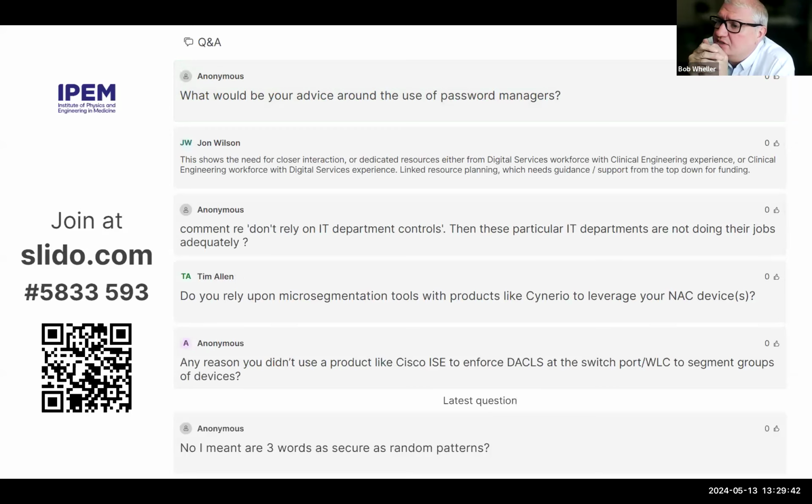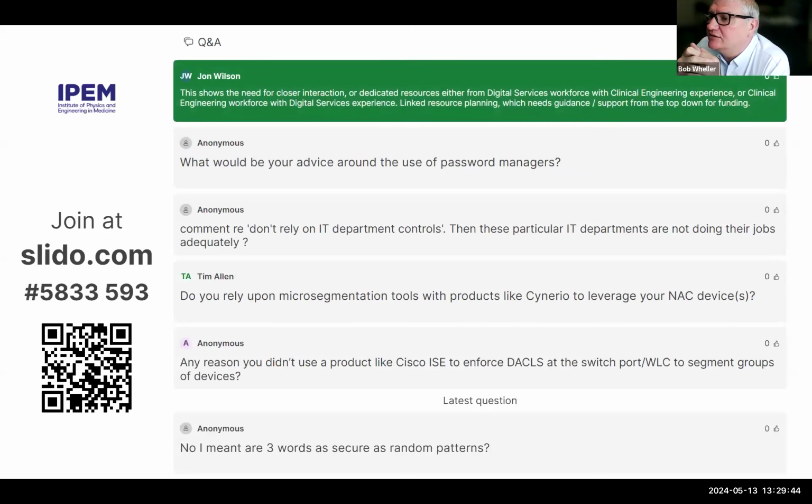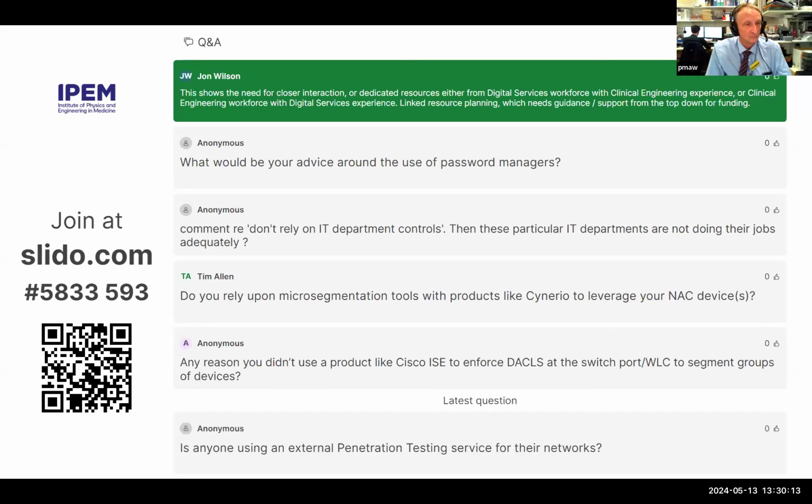So John Wilson, this shows the need for closer interaction or dedicated resources, either from digital services, workforce, clinical engineering. Again, I think I've said this, certainly from my perspective. I don't know what Patrick thinks. It's all about collaboration, and we have to work together. We've got to work with the IT department, work with our cybersecurity teams, work with our information governance teams, and collaborate on this. And part of our responsibilities is to try and educate them about the specific needs of medical devices. Can't agree more, Bob. Absolutely.